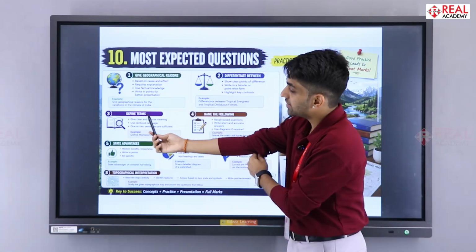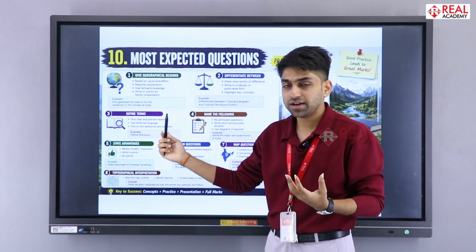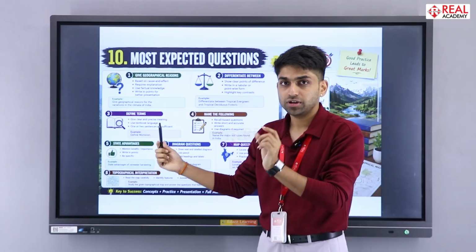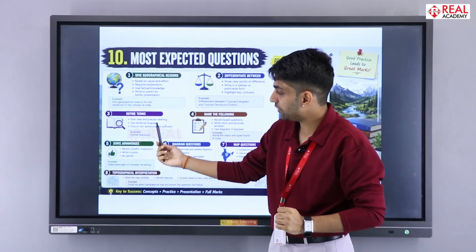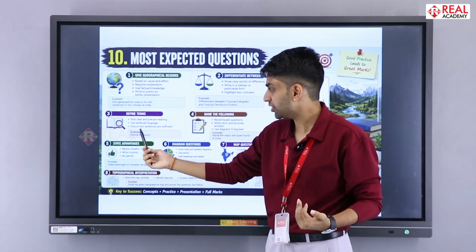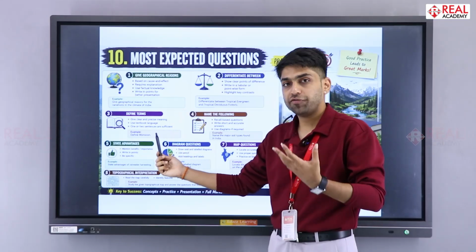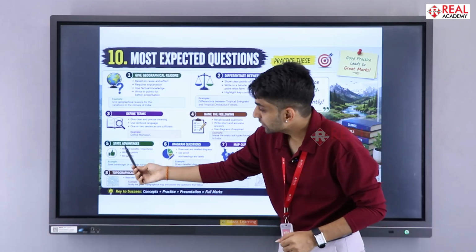Define terms. Always give clear and precise meaning. Whenever a definition has been asked in the examination, use the textual definition word by word. Do not change it. Then use textbook language whenever you are writing definition. One or two sentences are sufficient to define something, like define monsoon. You can explain how it originates.